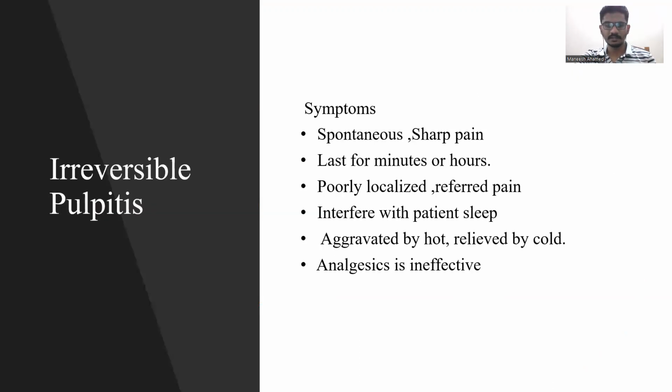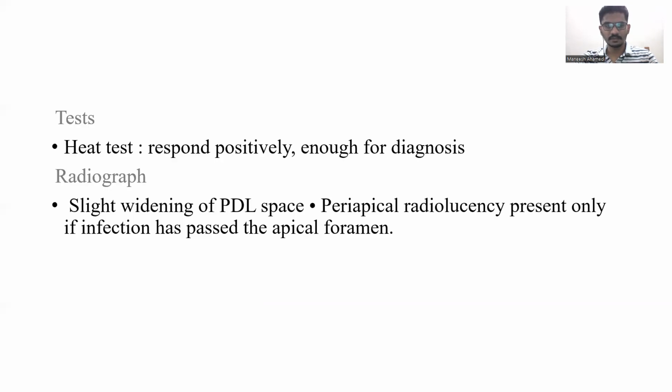The next category under pulpitis is irreversible pulpitis. Here, irreversible damage has already taken place. So the symptoms include spontaneous sharp pain that lasts for minutes or hours, is poorly localized, referred pain can occur, interferes with the patient's sleep, is aggravated by hot, relieved by cold, and analgesics are ineffective. You can use a heat test, which responds positively enough for diagnosis. Radiographs show slight widening of the periodontal space; periapical radiolucency is present only if infection has passed the apical foramen.